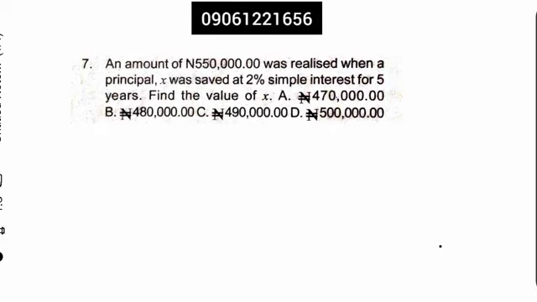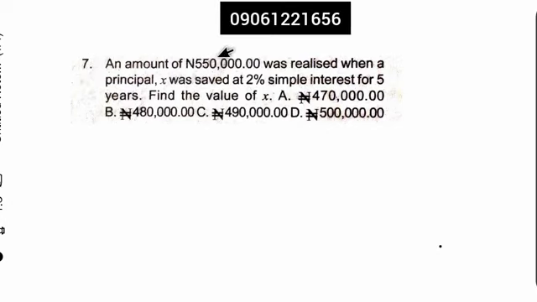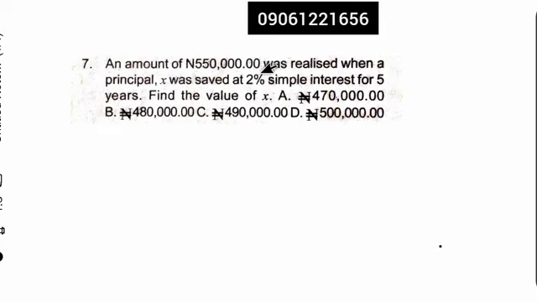Oh guys, so we have question 7 here. So let's dive into question 7. Question 7 reads: an amount of 550,000 was realized when a principal S was saved at 22% simple interest for 5 years. Find the value of S.